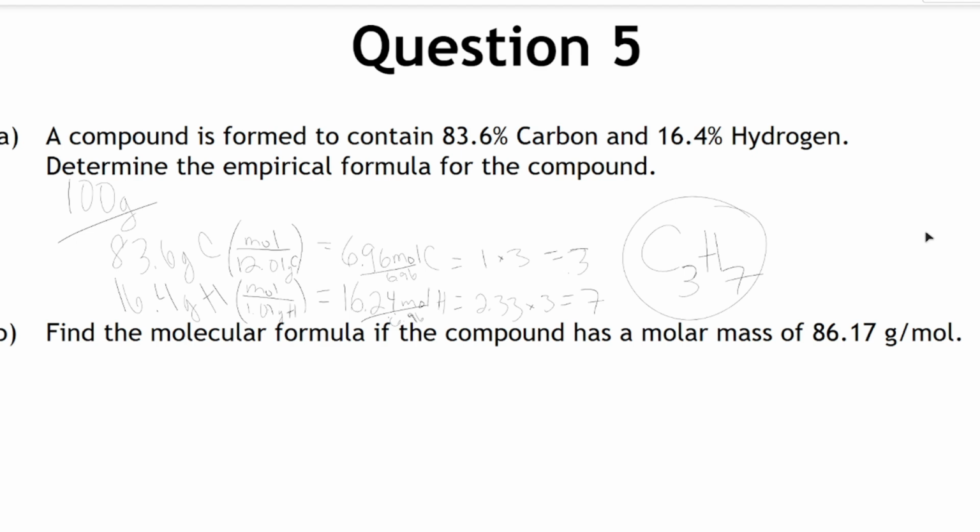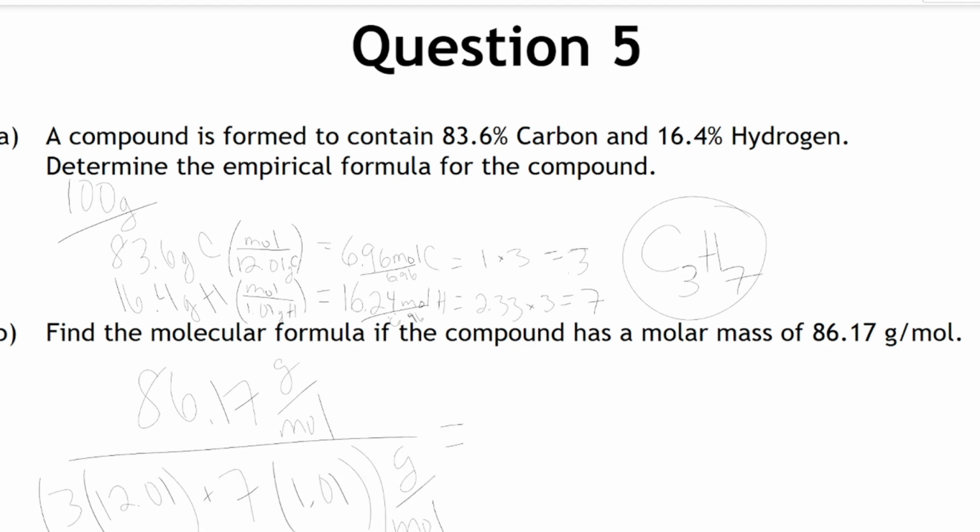So now let's find the molecular formula if the compound has a molar mass of 86.17 grams per mole. We now divide this molar mass by the molar mass of the empirical formula. And this comes out to about 2. This means that to find our molecular formula, we have to multiply the subscripts of the empirical formula by 2. So our molecular formula is C6H14, known as hexane.